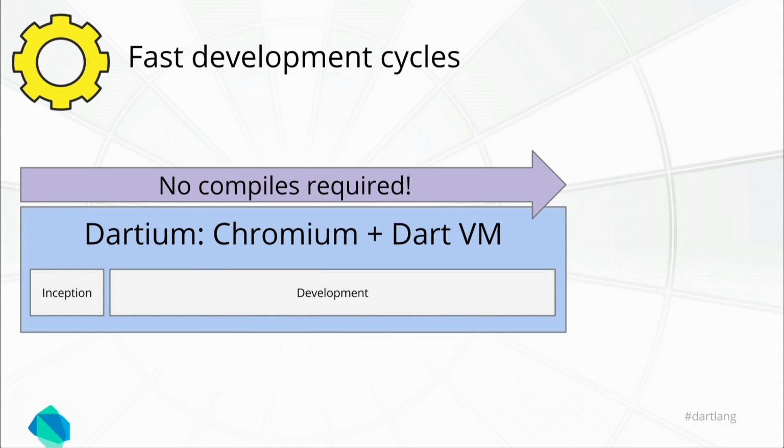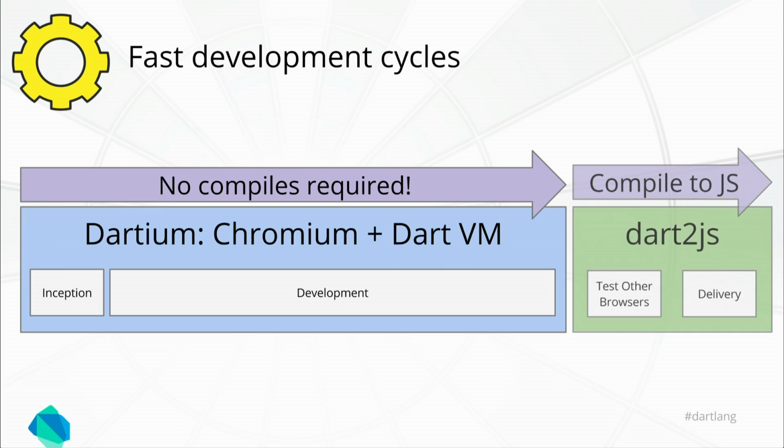So typically the flow will look something like this. The feature or bug inception. Throughout the bulk of the development, you're simply writing code, hitting reload in Dartium, boom, you see the change right away. Only right at the very end, and this is what we've been told by real users of Dart, will they introduce Dart to JS, compile their application into JavaScript, and test on all of the browsers. So this is really, really nice.